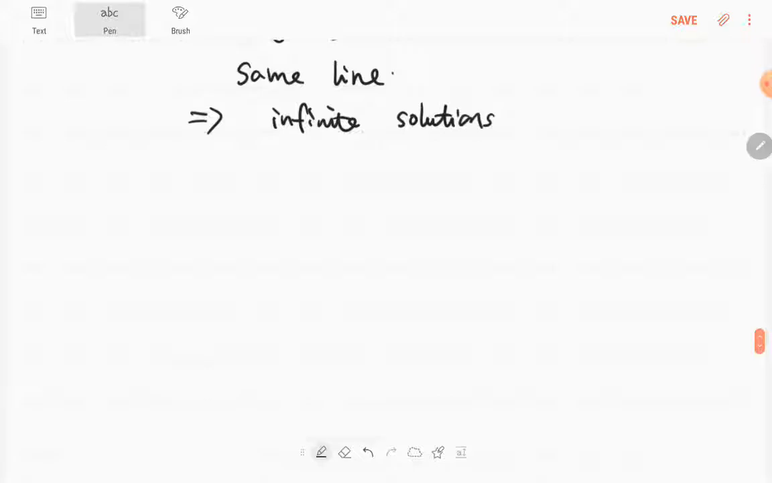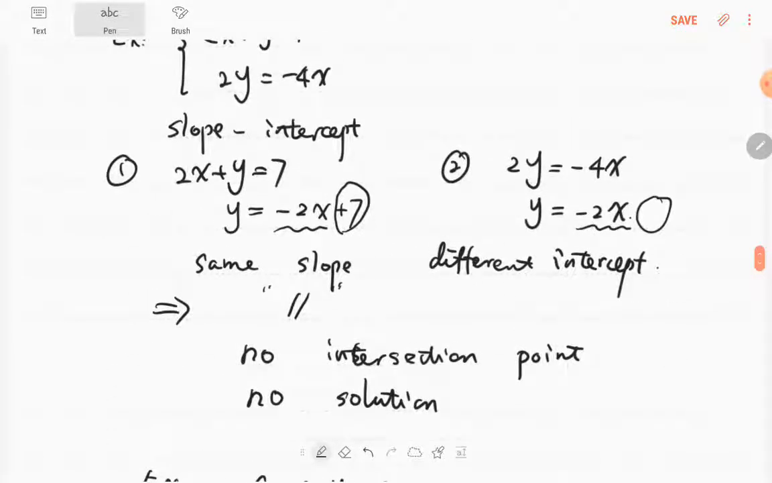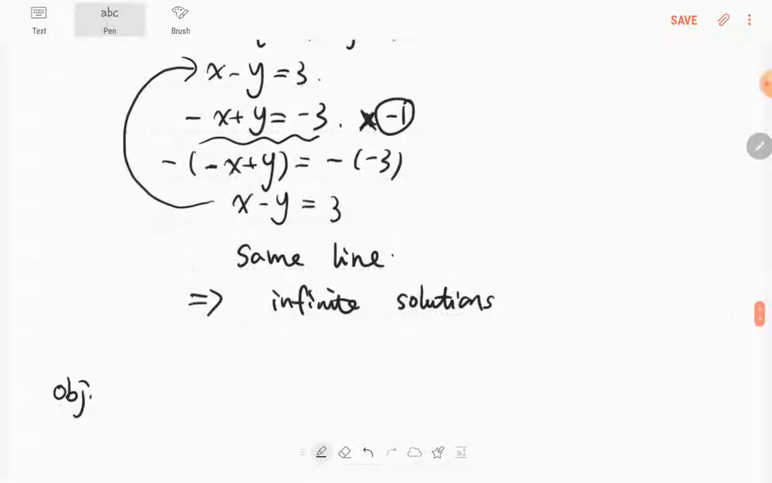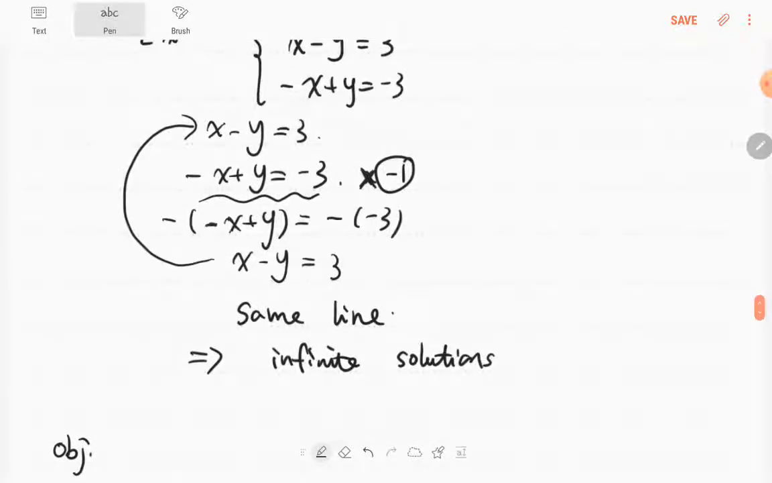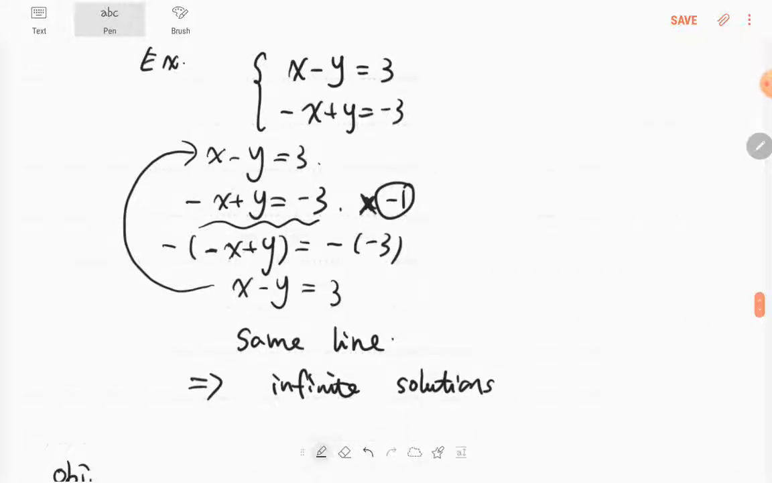So this is the third objective. Two special cases. Remember? Two special cases. One, we use slope-intercept form to find if they have the same slope but different intercepts. Then they are parallel. If they are parallel, they do not have intersection points. So they have no solution, zero solutions. Another case is if these two lines have the same slope and the same intercept. So we can also try this way.